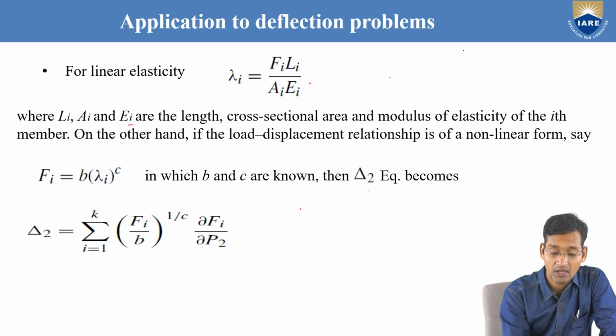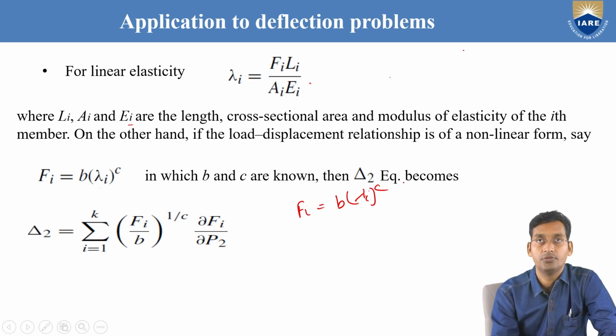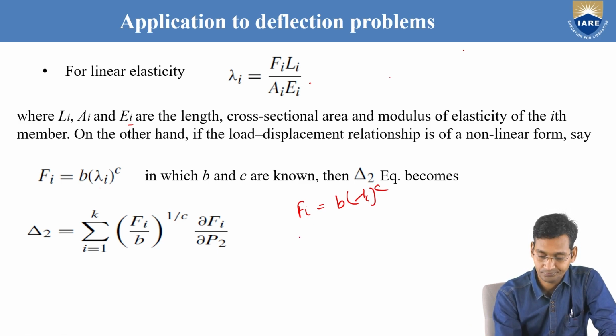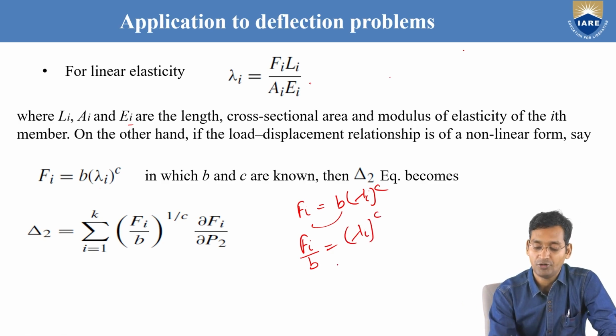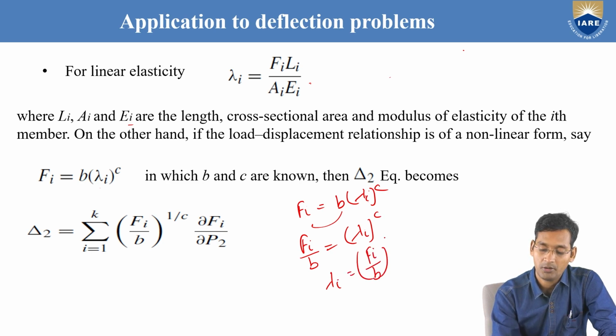Let's see. What we have, Fi equals B lambda i power C. Now from here, take this to the other side. So Fi by B equals lambda i power C. What we have to find is lambda i. So lambda i will be equal to Fi by B power 1 by C. That only is substituted here.